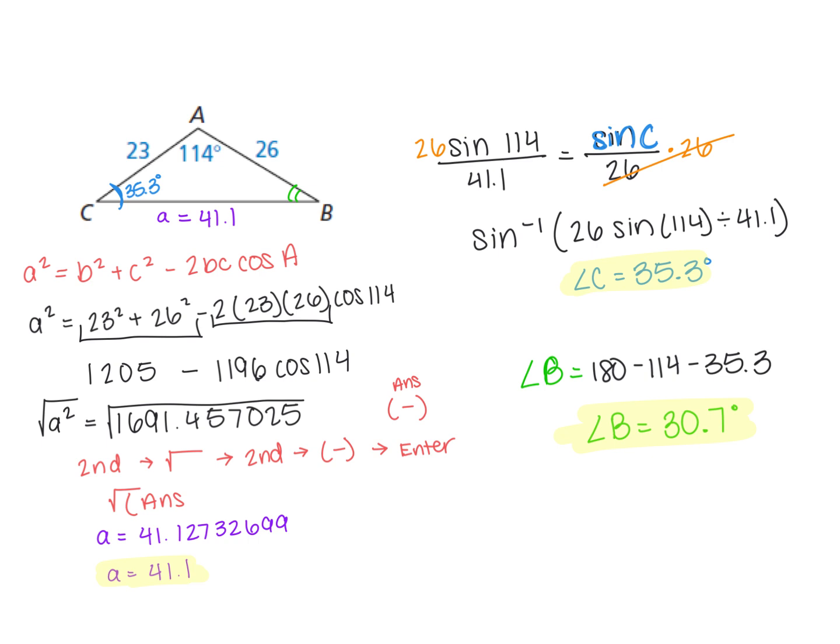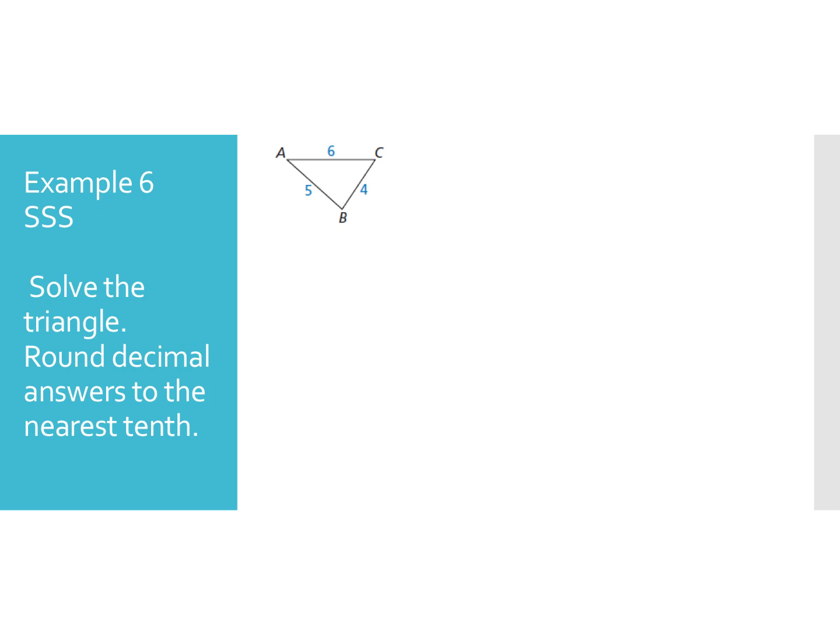All right, let's go ahead and go to the last one. Go ahead and try this on your own. I'm going to give you a few minutes and then we'll check it. All right, this one's only giving us sides. So I'm still going to use law of cosines because now I need to solve for an angle. There are three angles here that I have to try and find: angle B, angle A, and angle C.